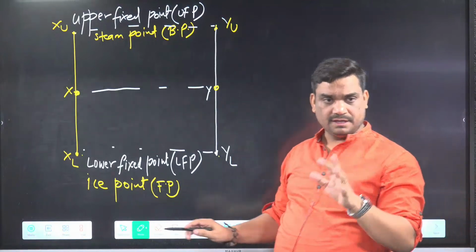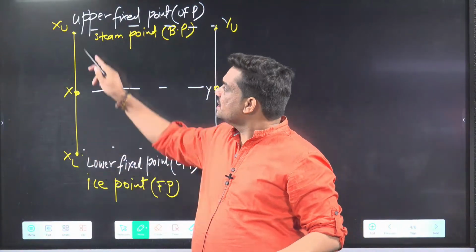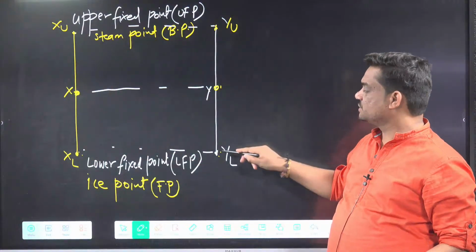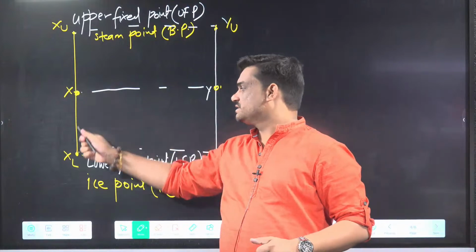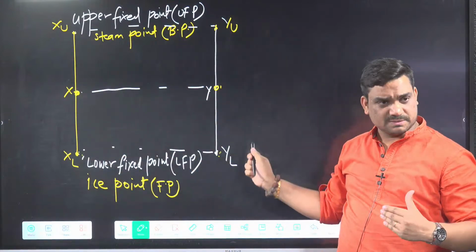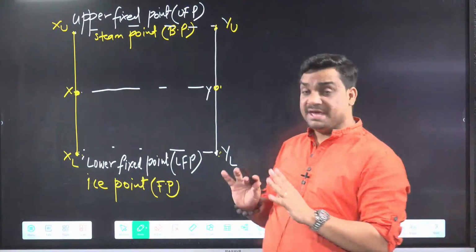You can say x minus xl. Here also xu minus xl. Same thing, y minus yl divided by yu minus yl. Or we can say this minus this divided by this minus this. Same thing here, this minus this divided by this minus this. So we'll make the relation now.